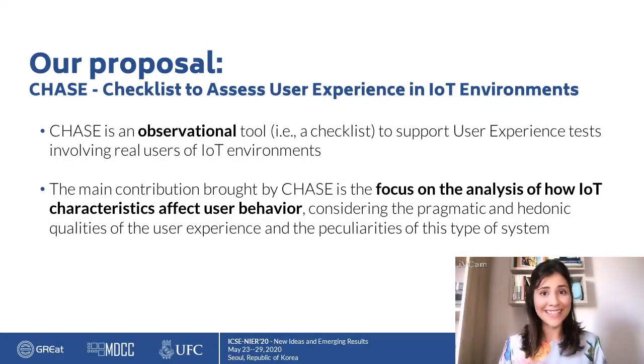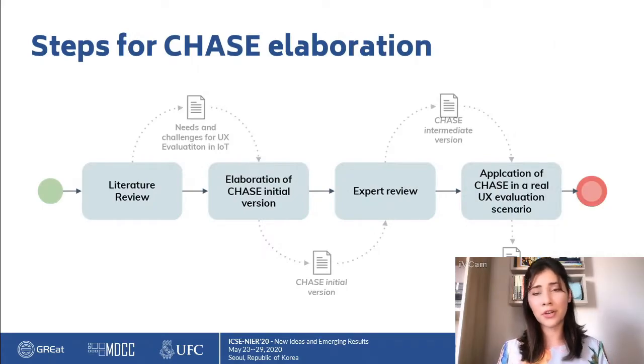We propose CHASE, which is a checklist, an observational tool to be used during user tests, and that will help you to disclose some of the problems that may affect the user's experience and focus on how the IoT systems affect the user behavior. To come up with the current version of CHASE, we basically followed the four-step process that I will quickly summarize for you right now.